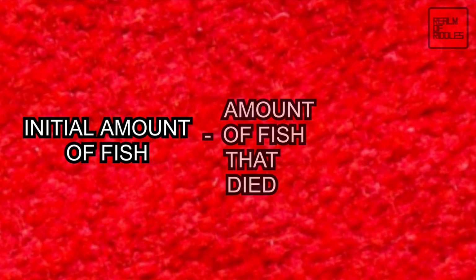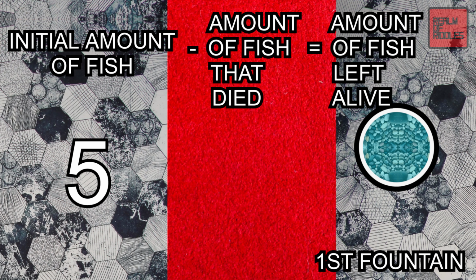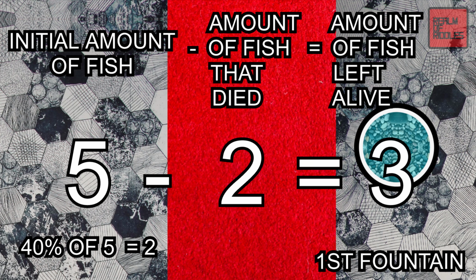This riddle can be modeled as a set of equations with the following structure. Initial amount of fish minus the amount of fish that died, which equals the amount of fish left alive. Before the icy night, the first fountain had 5 fish, and 40% of them died. That's 2 fish, leaving us with 3 fish.